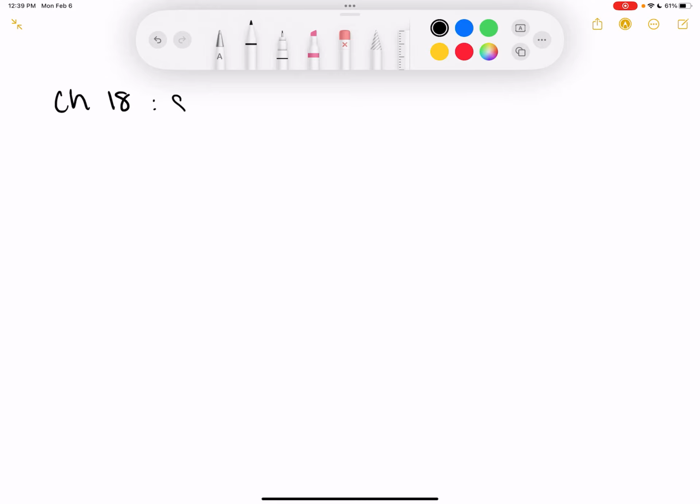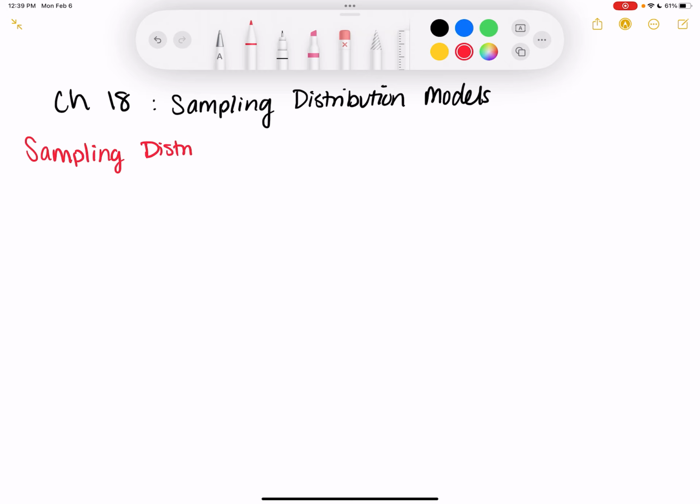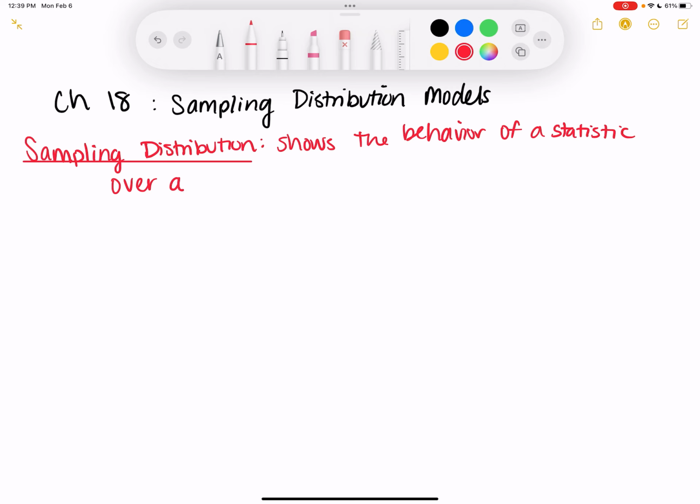All right, chapter 18, sampling distribution models. So sampling distribution shows the behavior of a statistic over all the possible samples of the same size.